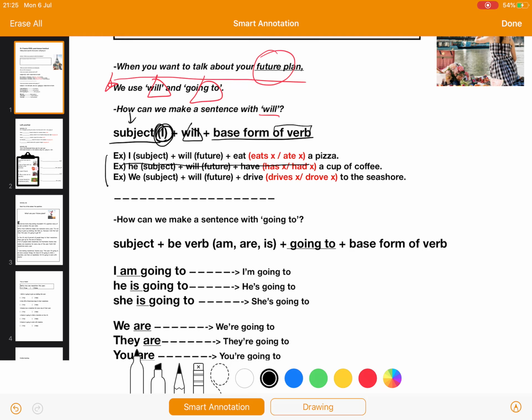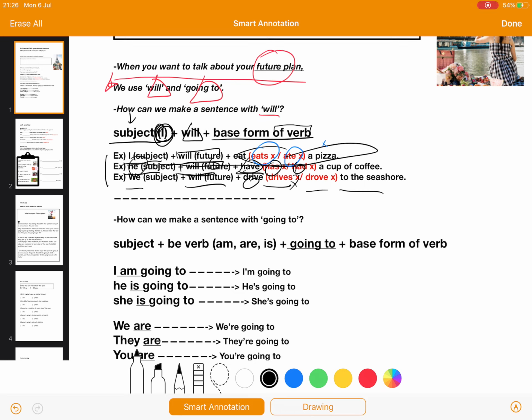I will eat a pizza. So I, subject, will, future, eat. Not ate, past simple, not a chance. It should be the original form, the base form of a verb. What about the next one? He, subject, will, future. He will have a cup of coffee. So, he will, future plan, have, not has, not had. It should be the base form, have. Very good. Next one: we will drive, not drives, not drove, to the seashore.